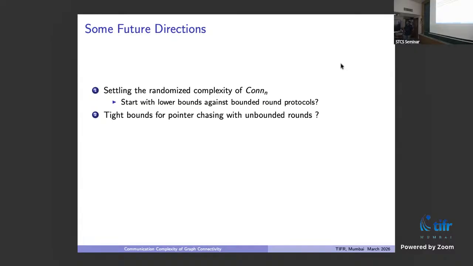We are looking at pointer chasing where the number of rounds is far less than the depth to be chased. But what happens if you allow unbounded rounds? Will you require k log n, or can you do better? I don't know a direct application of it, but it seems interesting to think about. Both are problems where the depth of the pointer you want to chase is far different from the number of rounds.